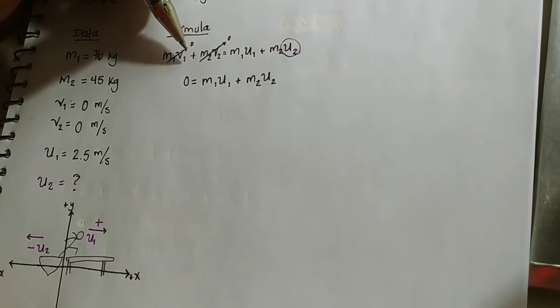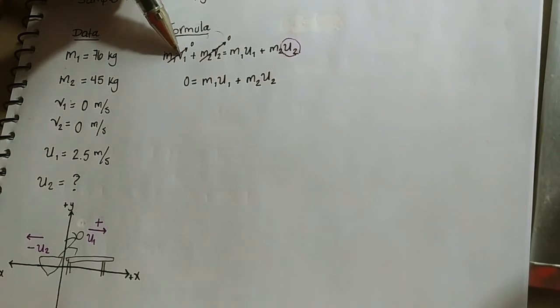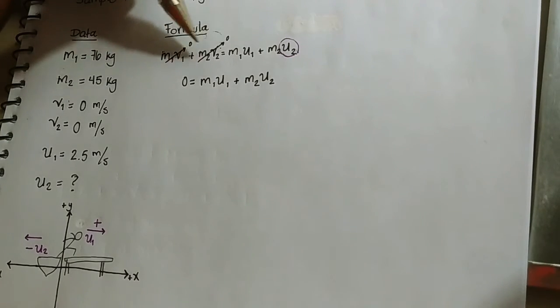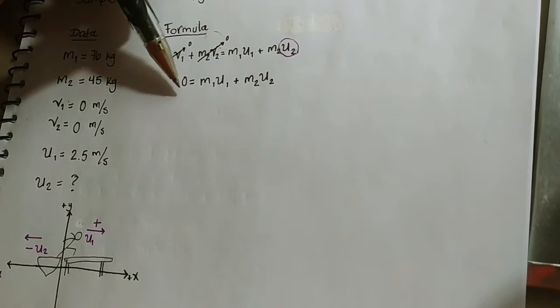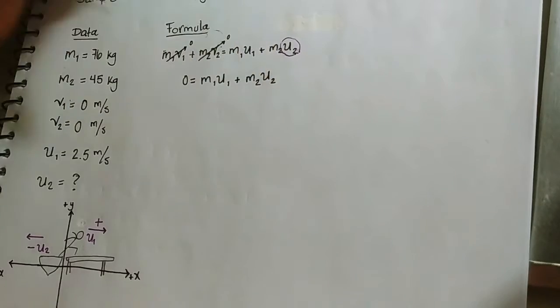We don't have an initial momentum because the initial velocity of both the boater and the boat is 0. That means that velocity times mass and velocity times mass is going to give us 0 in both cases. So that means that the initial momentum is 0. Now it's easier for us to simplify and solve for u2.